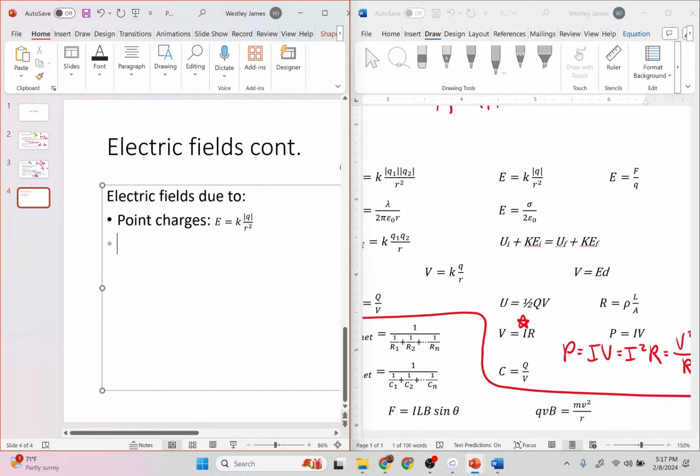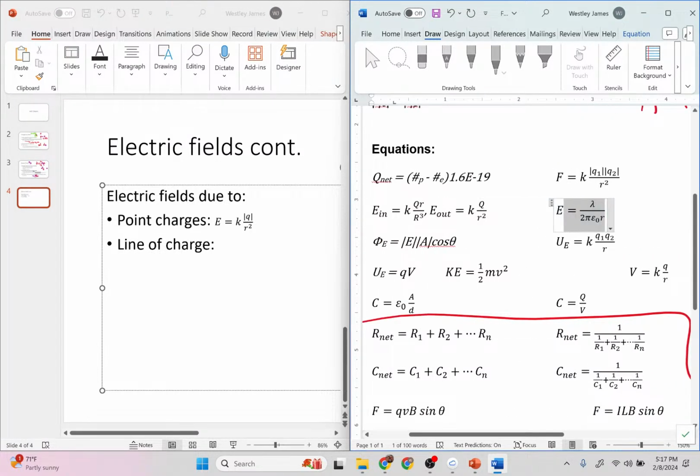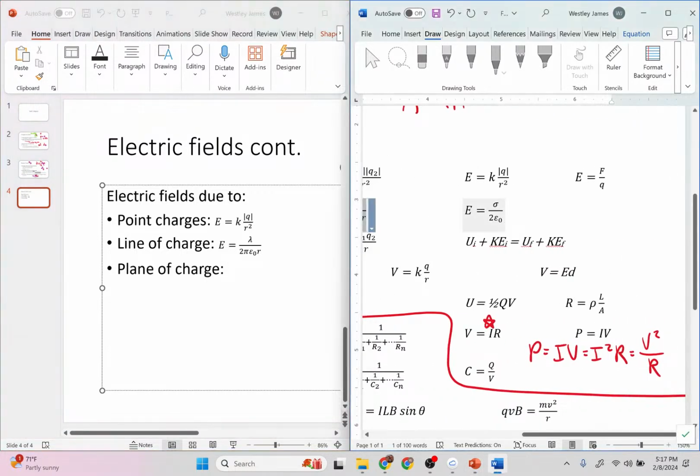Cool. For a line of charge, I'll draw a picture of these in a second after I get them all down. For a line of charge, it's this, and I'll talk about what sigma is in a second as well. For a plane of charge, this was a very important one because it comes up later in capacitors. It's sigma over 2 epsilon naught.